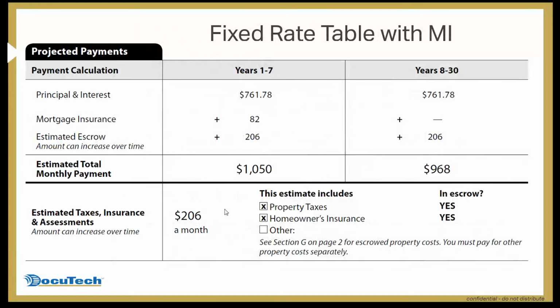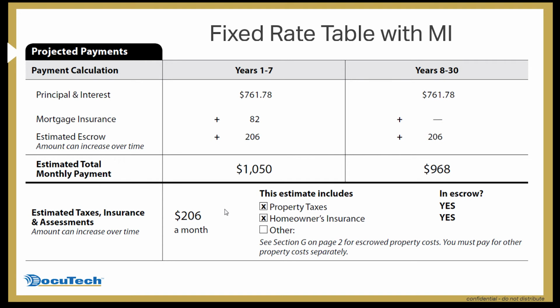As we mentioned before, the amounts disclosed for estimated taxes, insurance, and assessments are amounts whether they are escrowed or not. However, going to the bottom right-hand corner of the projected payments table, this will give the borrower an indication of whether these payments are being made in escrow or whether the borrower will be responsible for paying them on their own, or whether you might have a mixed case.